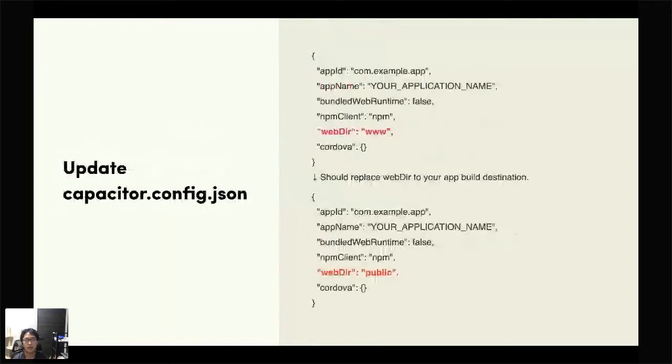And if you're using an application framework like Create React App, Gatsby, Next, or more, these frameworks define a different build output directory. So we need to check capacitor.config.js and change the web directory attribute to your framework's destination. In this slide, the example is changing www to public. The example is good for a Create React App application or Ionic React.